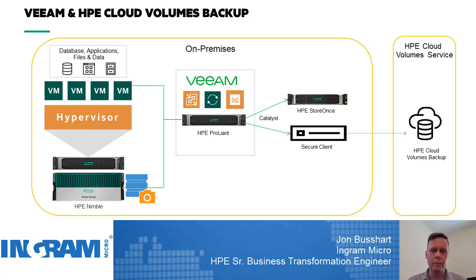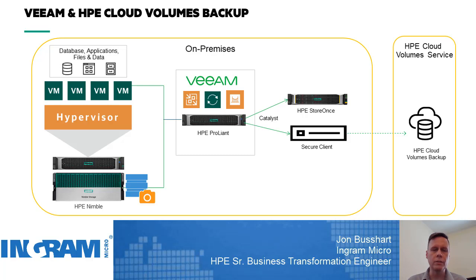So certainly Cloud Volumes can be a replication partner for an on-premises Nimble array. You could also create block storage and present it to AWS or Azure or something like that. In this case, HPE Cloud Volumes is going to be a backup target for your on-premises backup software. Really, any software that supports the Catalyst protocol should be able to leverage this solution. And I'll talk a little bit about what Catalyst is in a little bit.